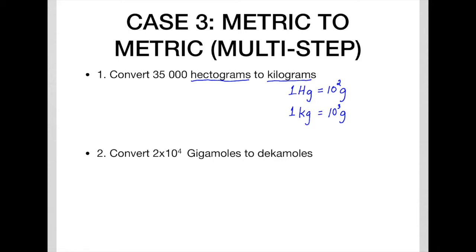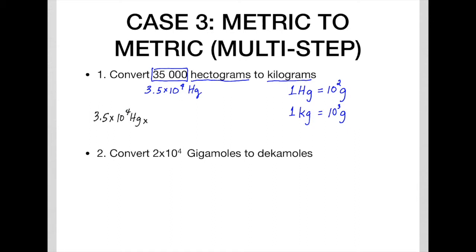This 35,000 can be written as 3.5 times 10 raised to 1, 2, 3, 4. And that's 3.5 times 10 raised to 4, and that is hectograms. So, let's start our conversion process. First, write the given: 3.5 times 10 raised to 4 hectograms.